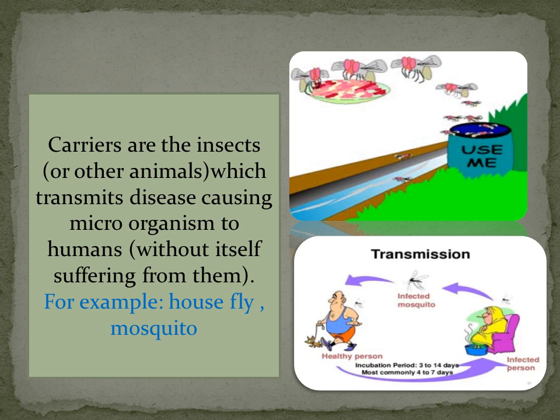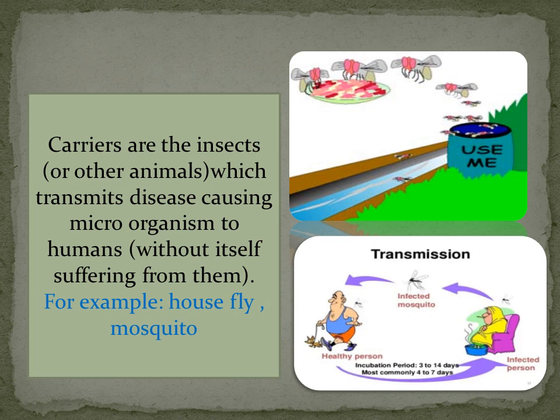The mosquito will go to the healthy person and it will start to suck the blood of the healthy person. When it sucks the blood of the healthy person, some of the infected blood will fall from the mosquito's mouth into the healthy person. So that infected blood, through the mosquito's mouth, will go into the uninfected person. When it goes into the blood, what will happen?